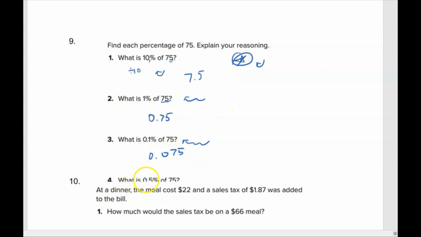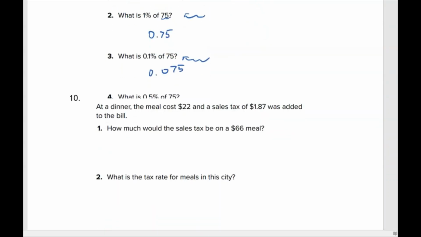Now for the last one, it says what is 0.5%? Sorry, I kind of got cut off there, but it asked for 0.5% of 75. Well, if I know 1% is 0.75, 0.5% is just half of 0.75. Okay, and half of that would give me 0.375.